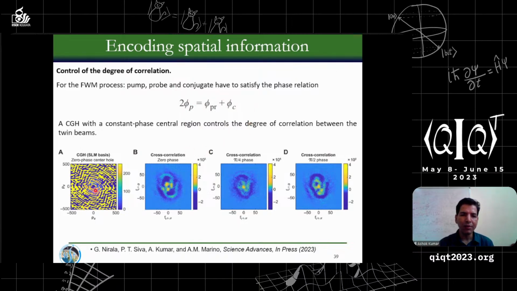And then what we did, by changing the relative phase between probe and conjugate photon, you can control the cross correlation pattern. Basically, let's say you are getting a pattern if there is a zero phase between probe and conjugate, and if you change that phase to pi/2, you can get the negative of this. And by changing that phase, you can basically hide the encrypted information even within the cross correlation measurement.